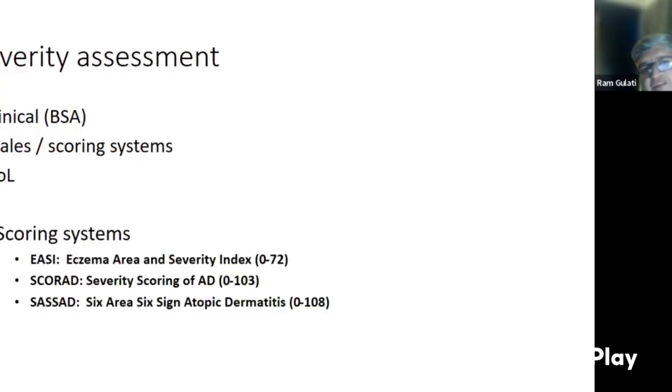So the scoring systems we have at hand, the most common ones are the EASI, the SCORAD, and the SASSAD. The EASI is the Eczema Area and Severity Index, which can vary between 0 to 72. And you've got the SASSAD, which is the Six Area, Six Sign Atopic Dermatitis score, from 0 to 108. So EASI and SASSAD only look at the area of involvement and the severity of involvement.